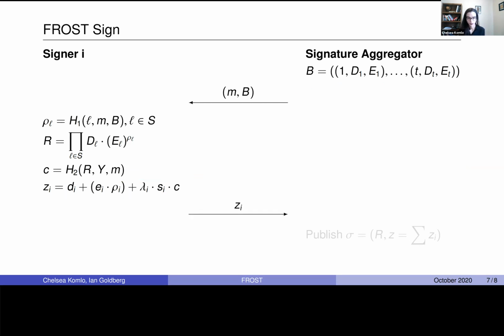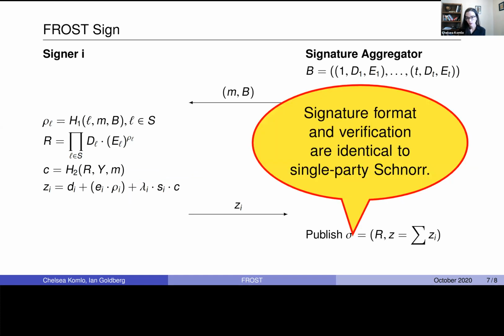Then all the signers return their responses. And then the signature here is just a sum of all of the signers' responses and then the group commitment. And what's important is that this is actually identical to single party Schnorr.